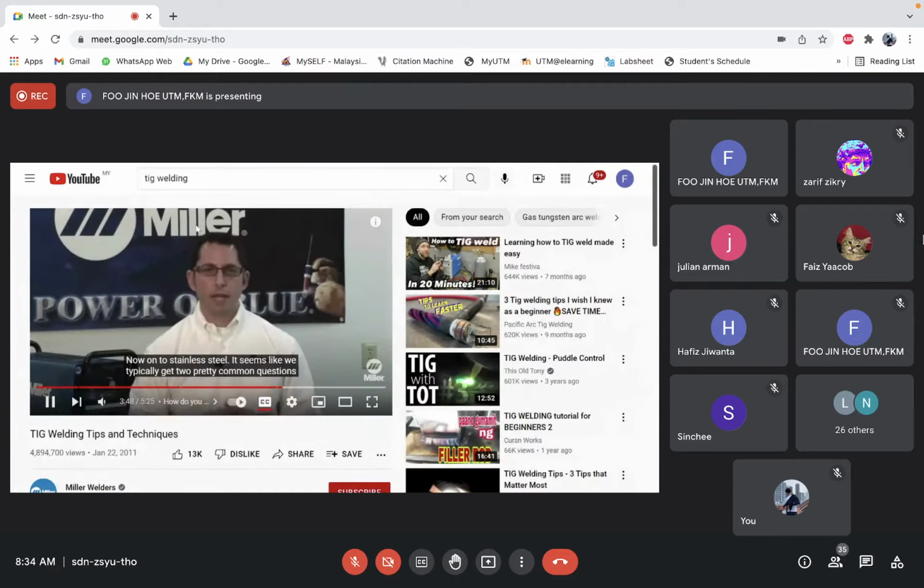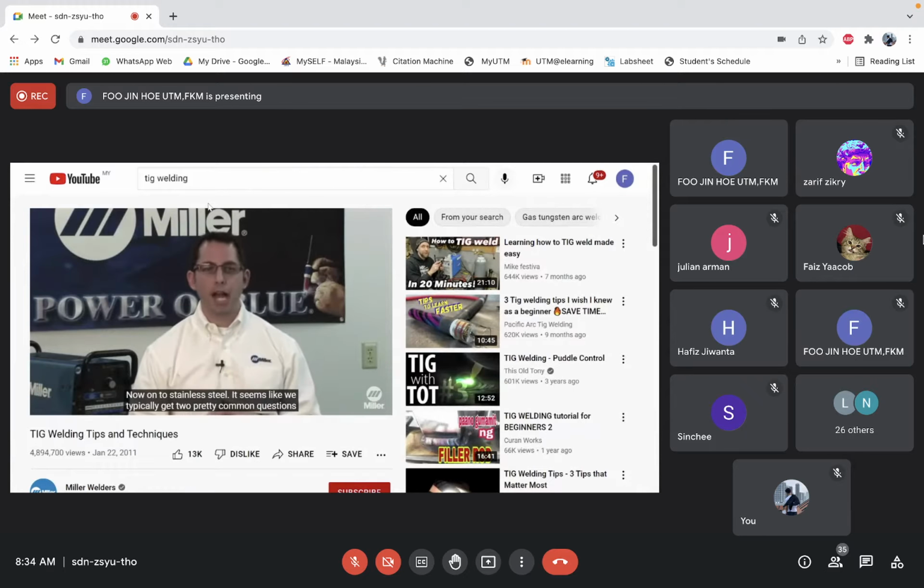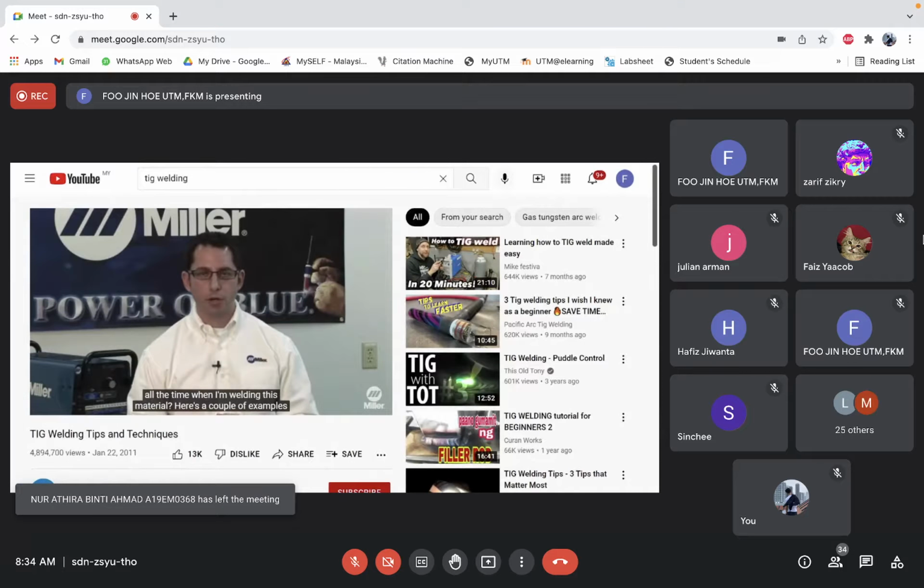Now on to stainless steel. It seems like we typically get two pretty common questions when we're asked about that type of material. One, how do I make my stainless steel welds look better? And two, how do I prevent the warpage that seems to happen all the time when I'm welding this material? Here's a couple of examples that I can kind of talk through to show you how we can prevent both of those situations.